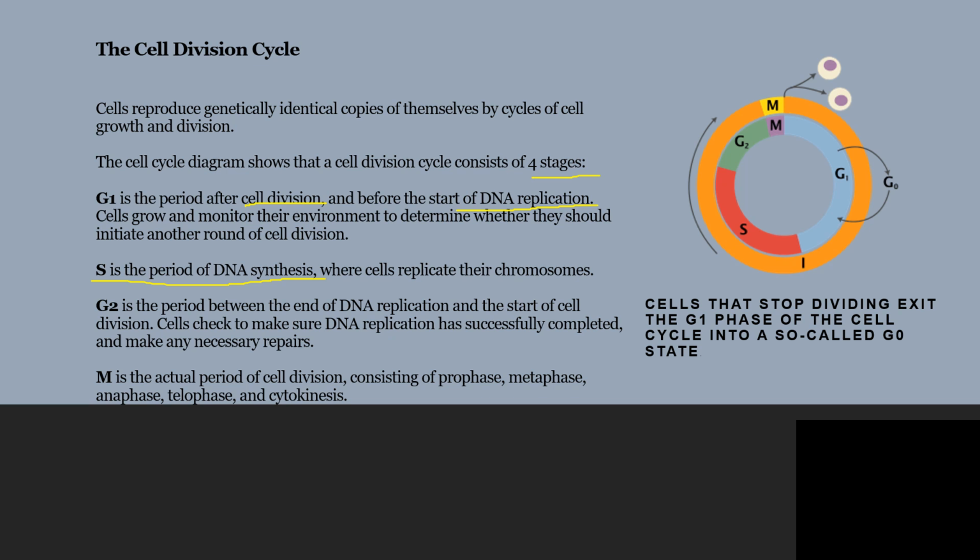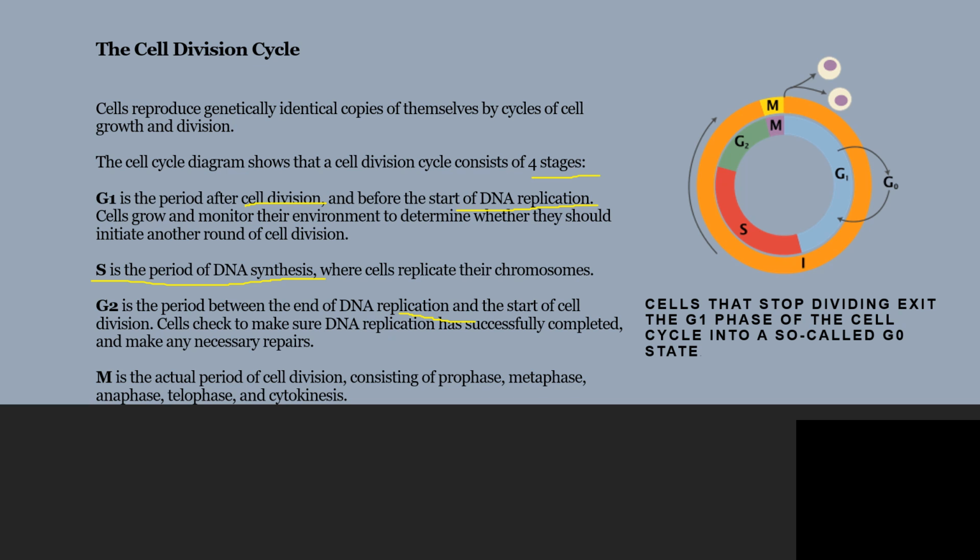G2 is the period between the end of DNA replication and the start of cell division. Cells check to make sure DNA replication has successfully completed and make any necessary repairs. M is the actual period of cell division, consisting of prophase, metaphase, anaphase, telophase, and cytokinesis.